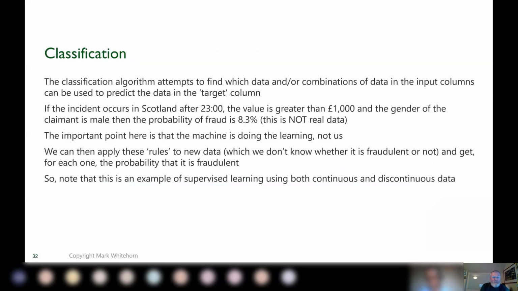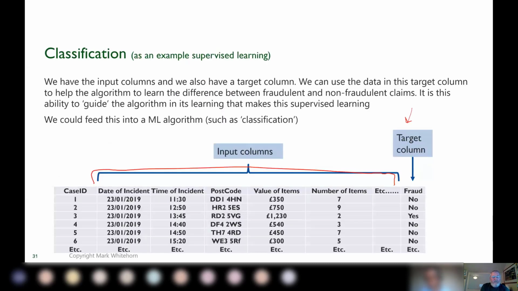So the classification algorithm is attempting to find which data, or combinations of data, in the input columns can be used to predict the target column, assuming I'm doing supervised learning. It will spend a lot of time, if I go back a slide, saying: did we get fraud? Did we get a lot of fraud in postcodes with DD1? No. Did we get a lot of frauds with postcodes?